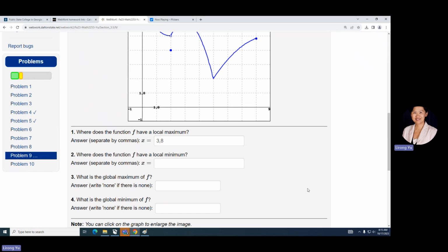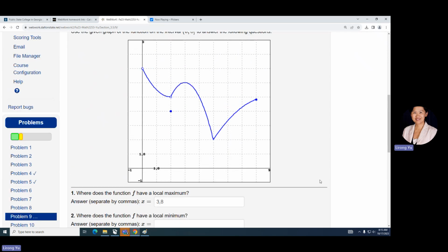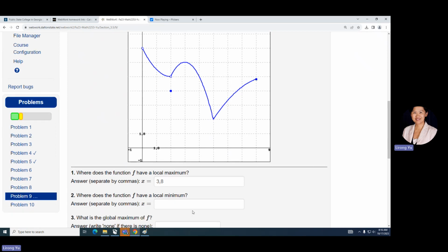The second question is a local minimum, like how many lower points are left. So this is a local minimum because if you pick an interval around this point, you can see this point is lower than all the other neighbor points. And this, you can also pick this line. This is the lowest point. This point belongs to the graph. It's going to be this one and that one. That's the 2 and 5. So for the local minimum, we have 2 and 5.